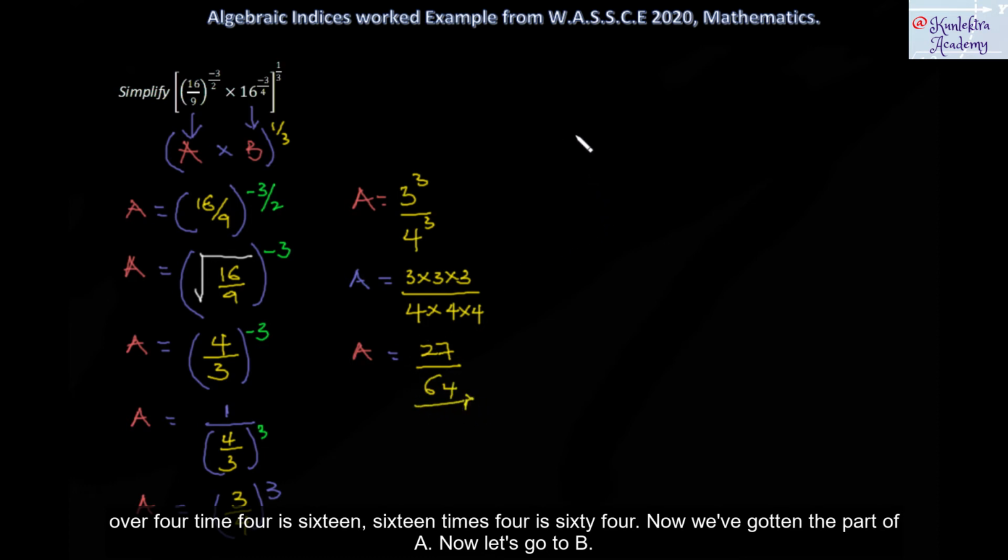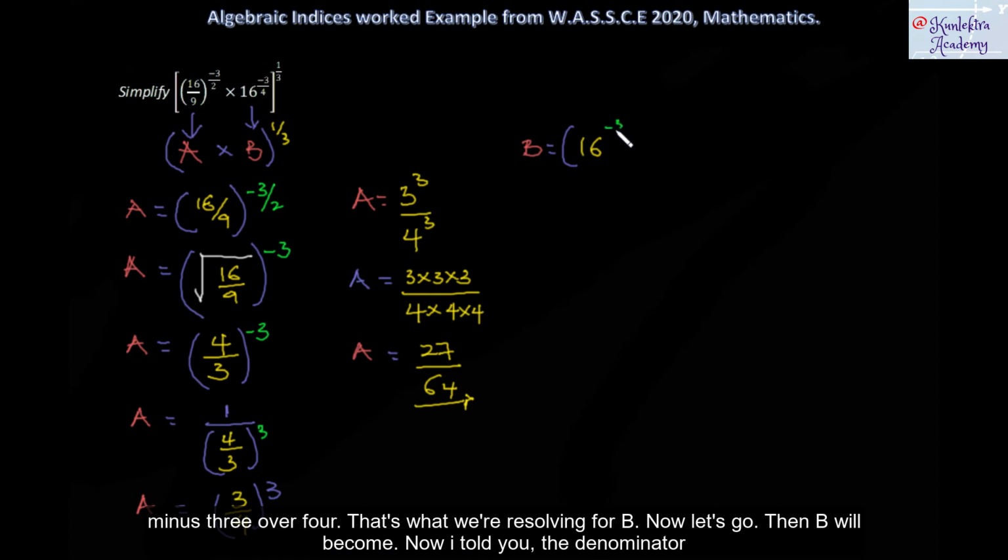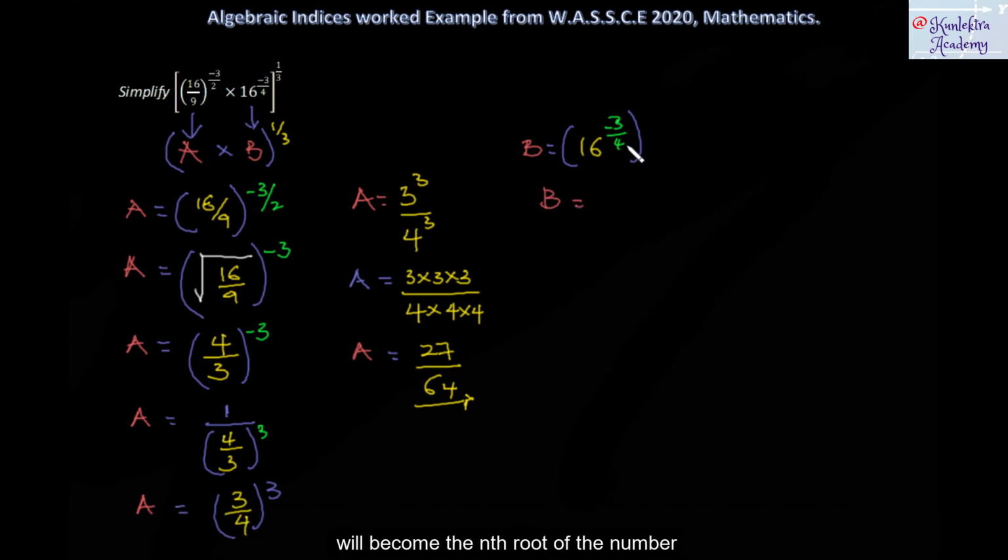Now let's go to b. b is equal to 16 raised to power -3/4. That's what we are resolving for b. Now let's go. Then b will become, now I told you the denominator will become the nth root of the number.